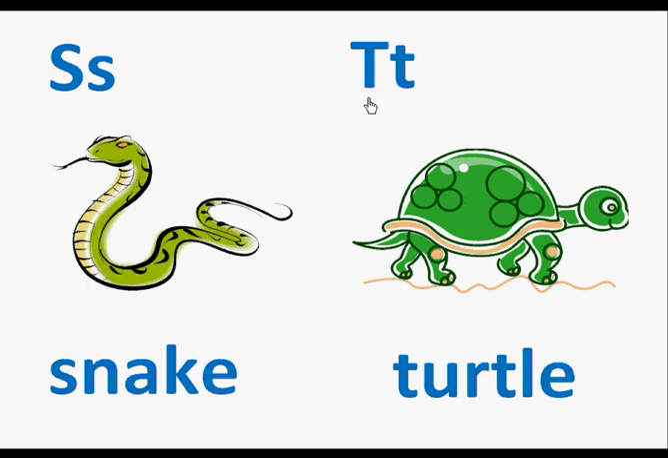Here we have the capital T, the small letter t, a picture of a turtle, the word turtle. The letter T makes the sound T. So we'll read this page. T, turtle, T.